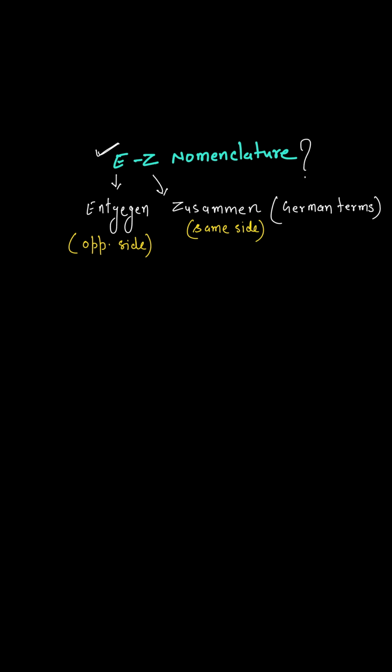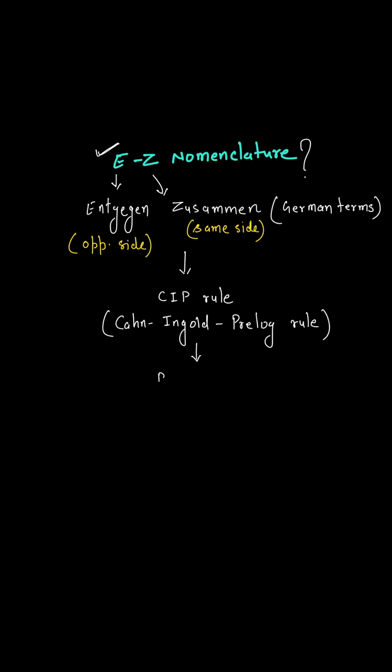To apply this nomenclature, we must understand the CIP rule. CIP rule means Cahn-Ingold-Prelog rule. The CIP rule is based on atomic number, meaning the higher the number, the higher the priority. If the atomic number is the same, then you can use the atomic mass too. This is valid when the geometrical isomer has different substituents, meaning all four substituents, or maybe three substituents, are different.